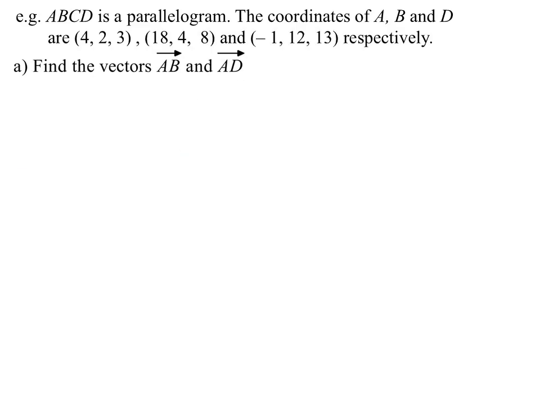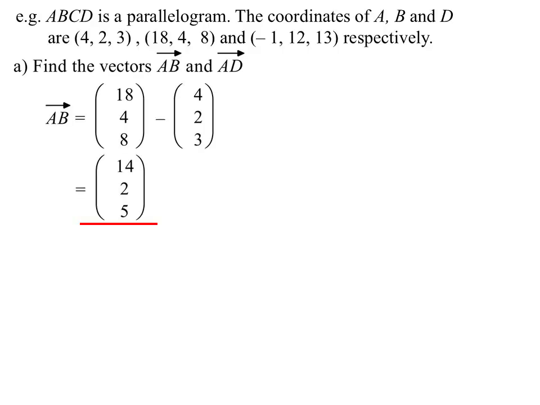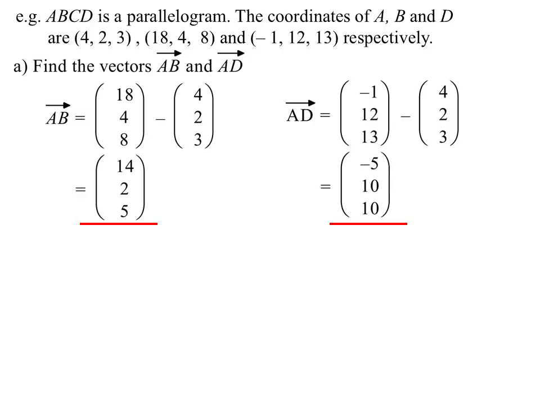ABCD is a parallelogram. We've got 3 of the vertices given to us. Find the vectors AB and AD. Well, again, it hasn't changed. It's still the same idea of, okay, I'll get head minus tail. So for AB, it will be head minus tail. And this is why I kind of like working with column vectors, because I just read across each row, 18 minus 4, 4 minus 2, 8 minus 3. I just find it a lot easier to work with the column vectors. AD would become that one, minus 5, 10, 10.